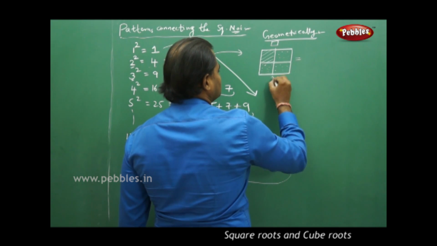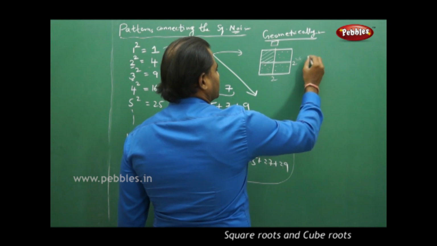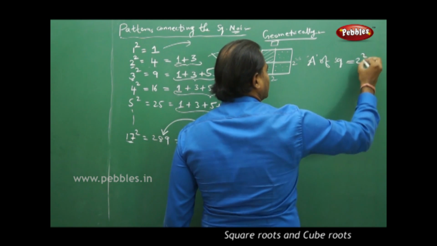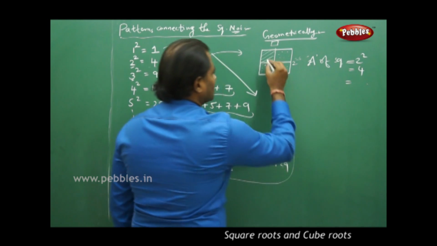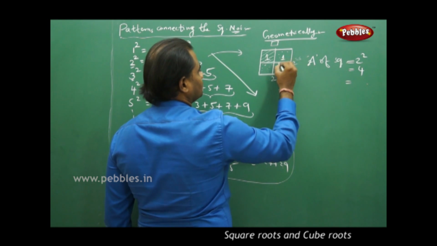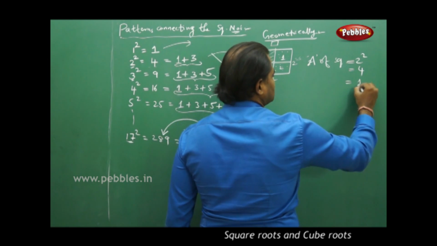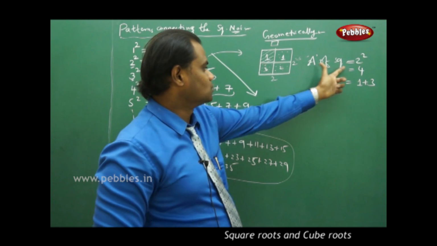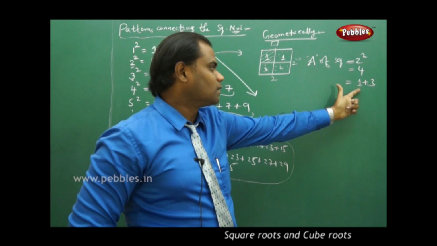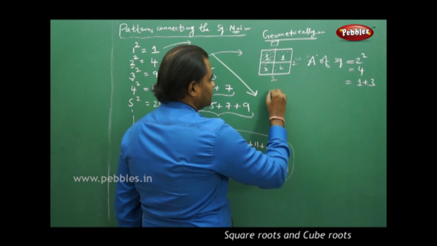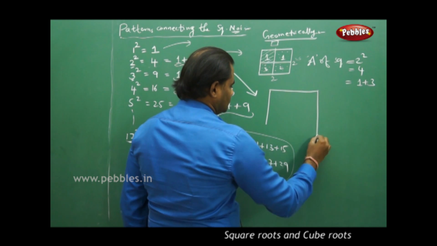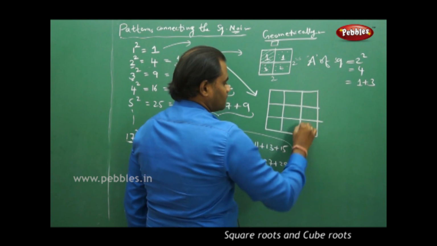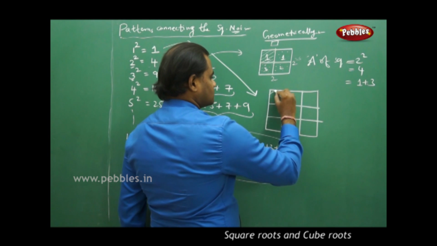which is indirectly nothing but a splitting of the area of the square, which is 2 square, and this is 4, which is nothing but 1 plus 1, 2, 3. So this is 1 plus 3. So this is how I understand the square connected to the square numbers in the pattern 1 plus 3. So let me take 3 by 3.